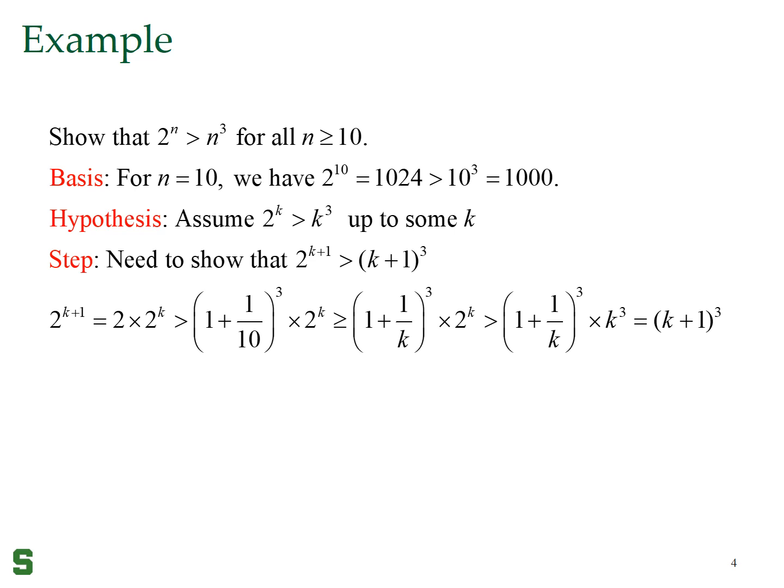The first step is basis, where we are going to consider the value of n to be the smallest value of n that we care about. So the result was expected to be true for n greater than or equal to 10. That means the base case is going to be for n equal to 10. In this case, we have 2 to the power 10, which is 1024, is indeed greater than 10 to the power 3, which is 1000.